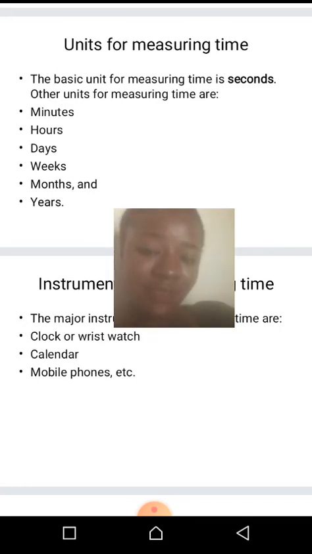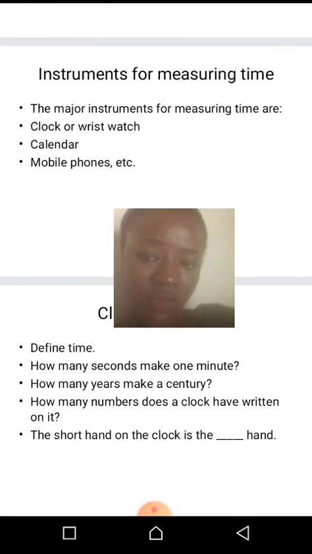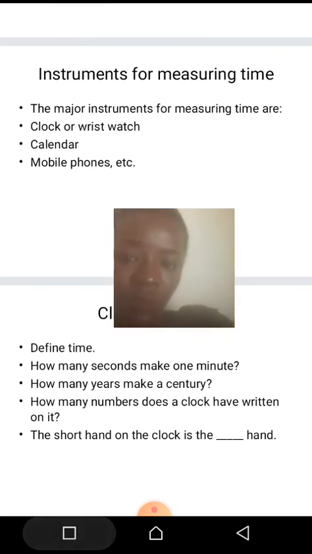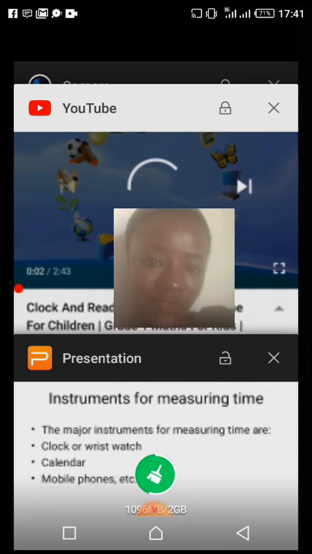Now let's continue from here. There are instruments used for measuring time. What are these instruments? Please join me to look at this video.